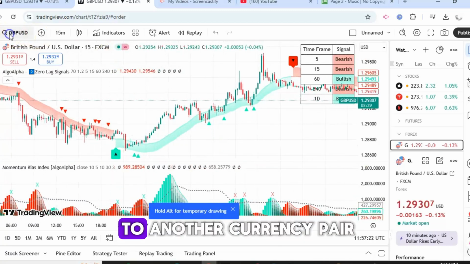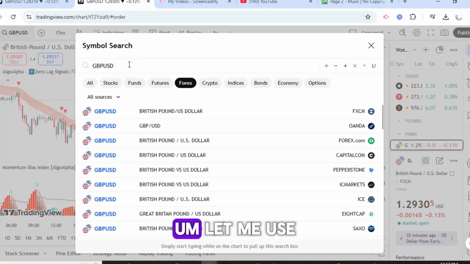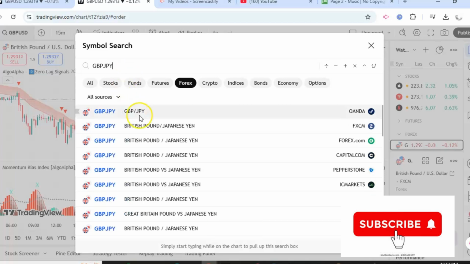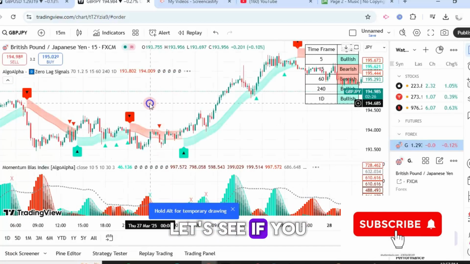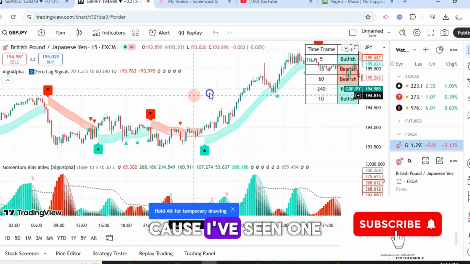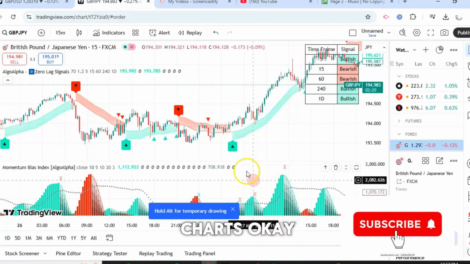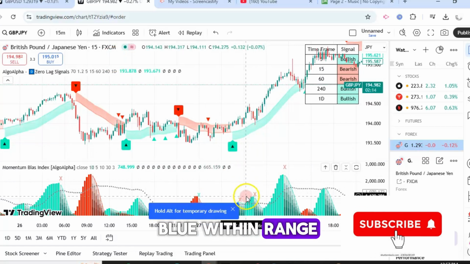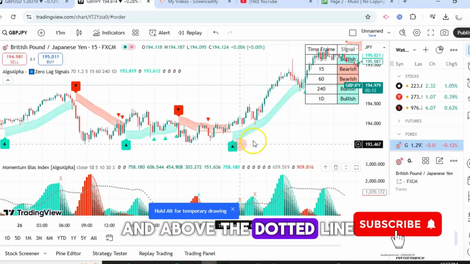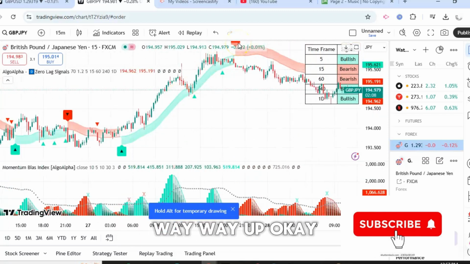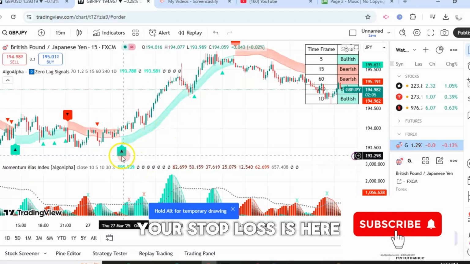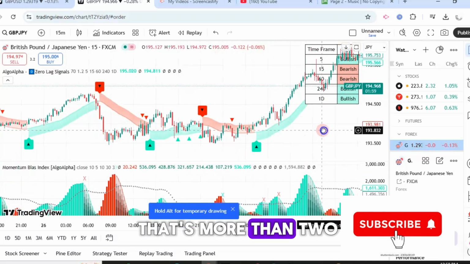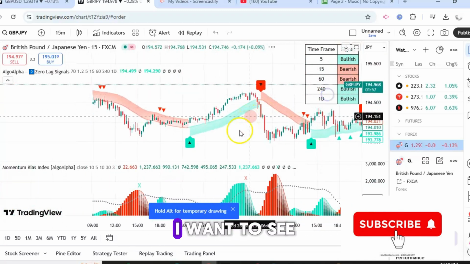Let me change this to another currency pair, for instance GBP/JPY. Let's see if you can get that kind of entry. I've seen one right away, mind you, on the 15 minutes chart. You have entry here, then this blue bar closing above the dotted line, then it goes way up. Your stop loss is there, and that's more than a 2 to 1 ratio.